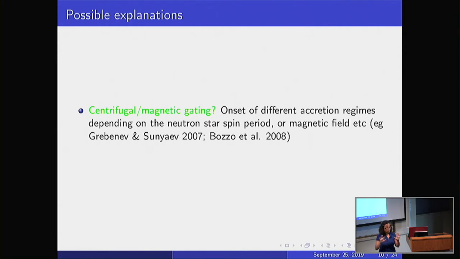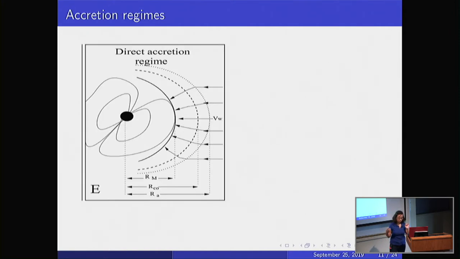So this model explains the quiescent state of the transients as well as the flaring stages. In order to delve deeper into the gating mechanisms, I have a picture here of the direct accretion regime. So here, this is what happens in the case of direct accretion. You have stellar winds coming in from the companion star, and basically, whether or not accretion happens is an interplay of three radii.